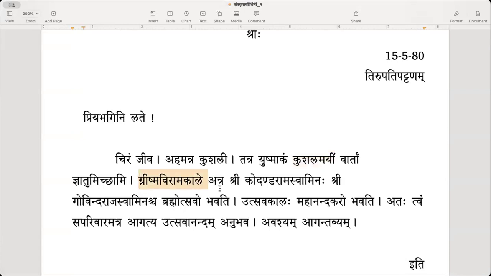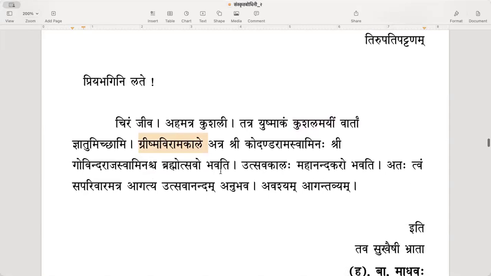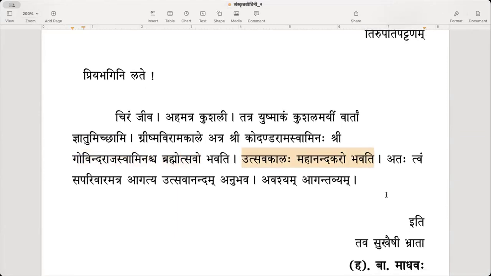Grishma Virama Kale Atra Shri Kodandarama Swaminaha Shri Govindaraja Swaminaha cha Brahmotsavaha Bhavati. This is in Tirupati. He is talking about the Utsavam that happens in Tirupati. So, Grishma Virama Kale, in the summer vacation time, Atra Tirupati Pattane, Kodandarama Swaminaha and Govindaraja Swaminaha, Brahmotsavaha Bhavati. Brahmotsavam for these two deities are happening here. So, Utsavakalaha Mahananda Karaha Bhavati. Mahan Ananda Karaha Bhavati, or Maha Ananda Karaha Bhavati in one word. Any festival always brings a lot of happiness.